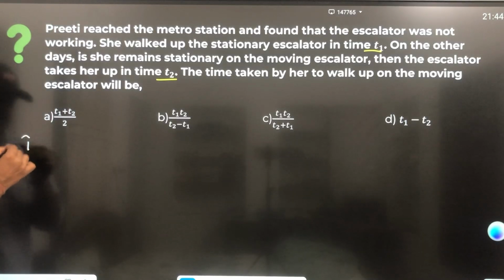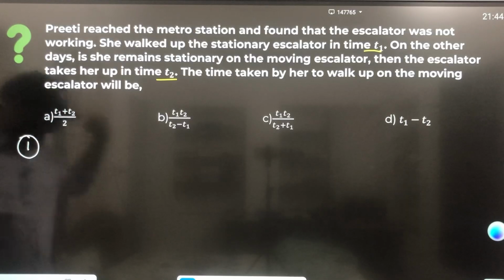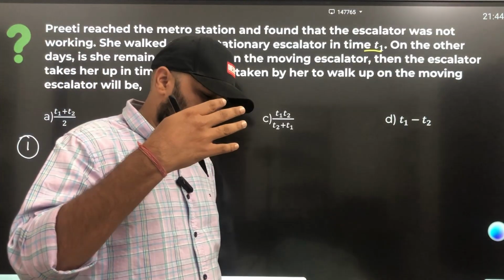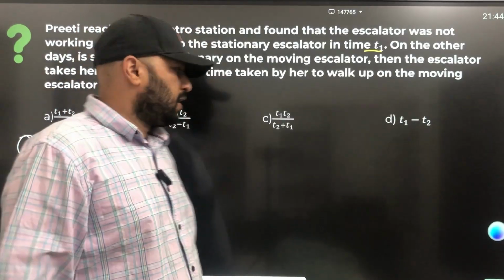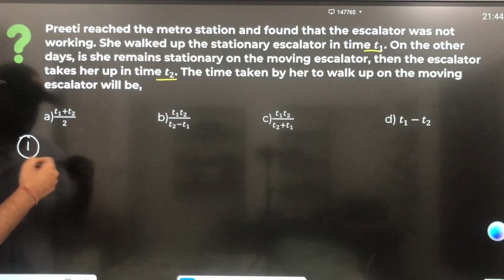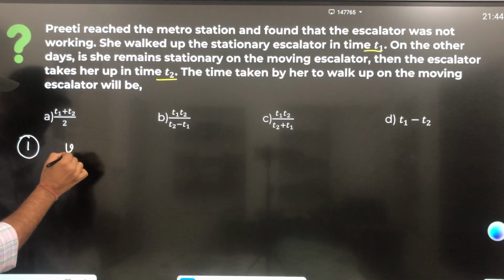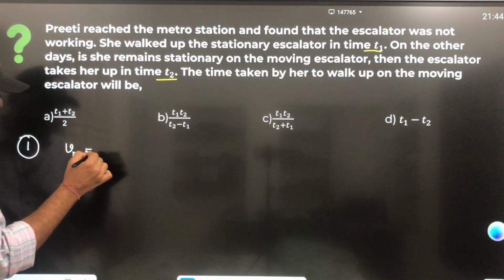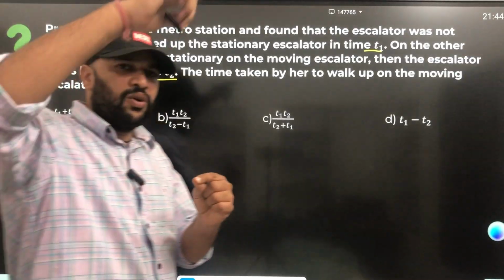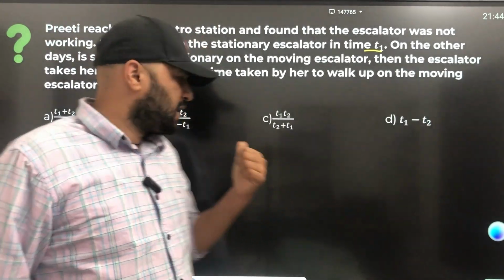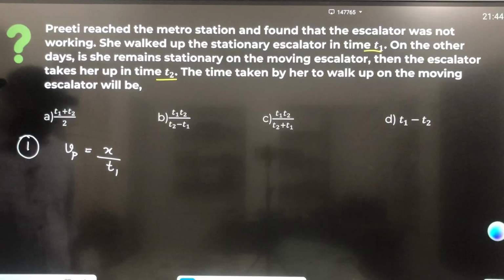In the first scenario, the escalator is stationary and I am moving. When I am moving, I will reach the top according to my speed. Whatever speed I have, I will move with that particular speed. Let's say Preeti's speed is Vp, and she is traveling above the escalator. Let's say X is the distance, or the height, it has to travel. That is distance upon time t1.